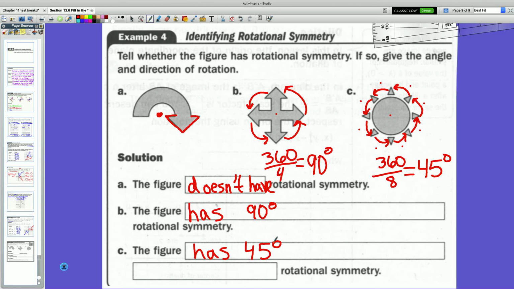I'm not sure why I leave such a big spot, but that's really all you have to write as far as rotational symmetry goes. Oh, it says direction of rotation. Okay, it does say direction, but here's the thing. You could rotate it either way. So you don't need to put the direction. That just seems silly because it's up to the person doing it which way you would rotate it.